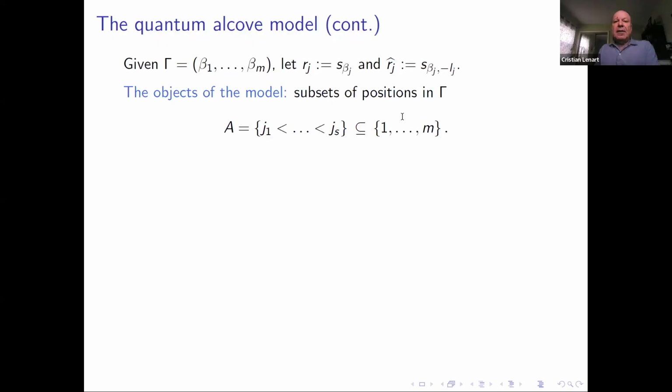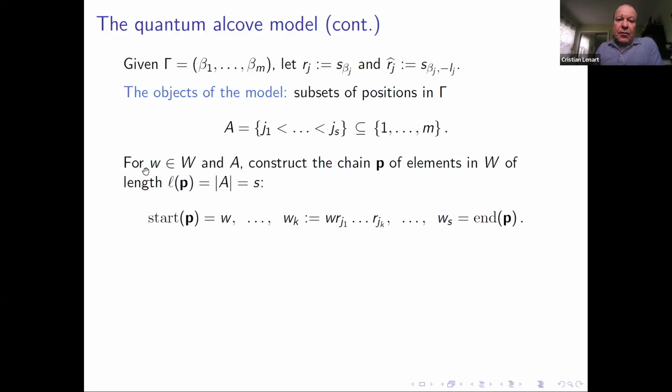Then the objects of the model are subsets of these positions from 1 to n. Let's call them J1 through Js, increasingly. You also have to fix some Weyl group element w. Given these positions, you start from w and build a chain of Weyl group elements by multiplying on the right, one by one, by the reflections corresponding to the positions: w, Rj1, Rj2, up to Rjs. Eventually you multiply by all the non-affine reflections corresponding to these positions. So you have the start of the path and the end of the path.